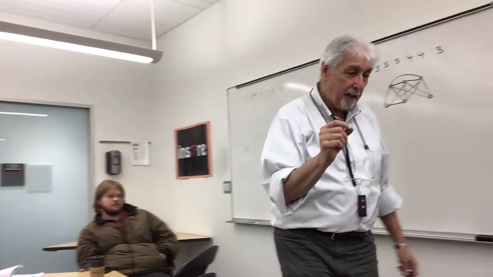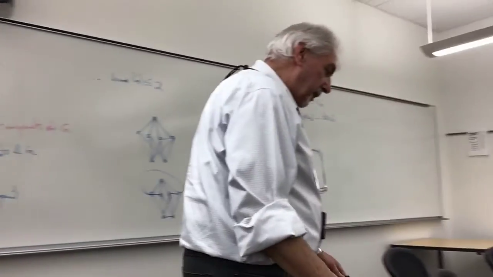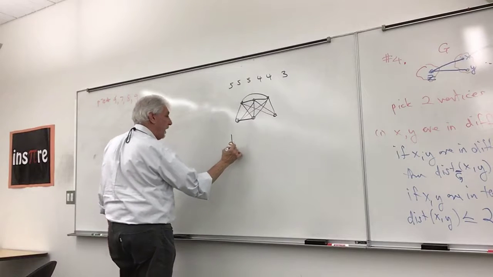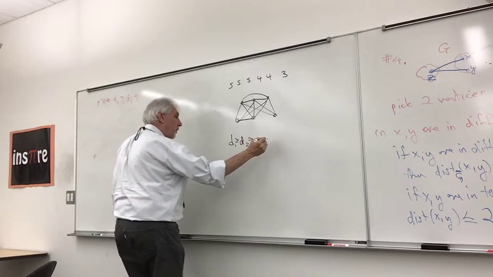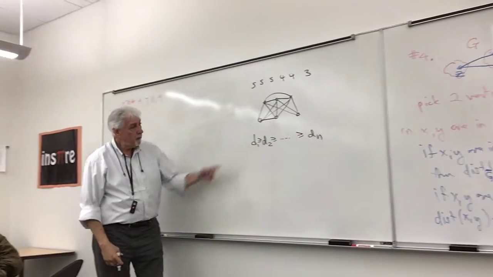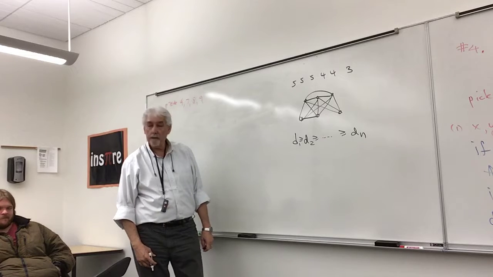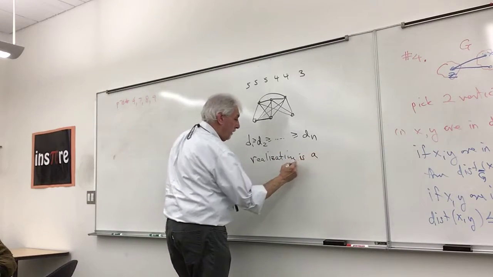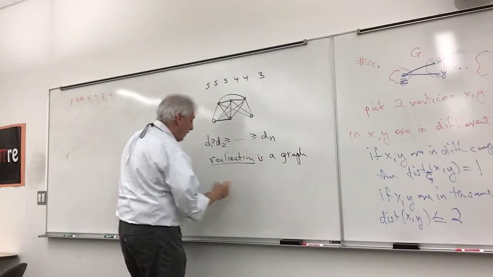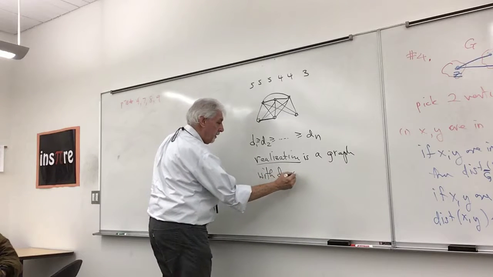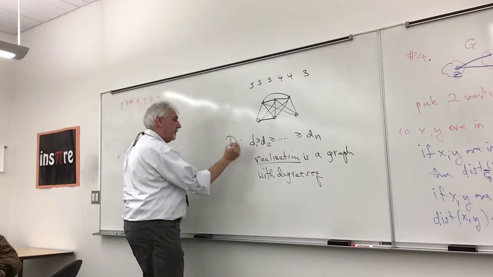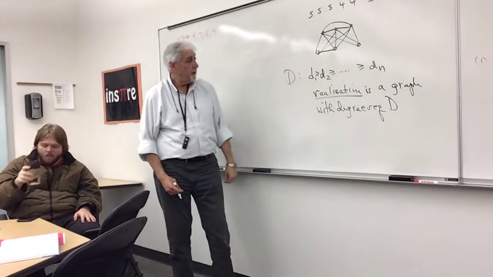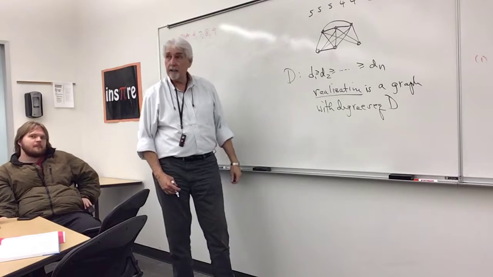There aren't too many sequences that are uniquely realizable. So just to put the definition down, if I have a degree sequence, and usually we order them, so I have a degree sequence with degrees D1 through Dn. We talk about a realization. A realization is a graph with degree sequence, and I'm just going to call this sequence D. Again, we usually order them from largest to smallest. So a realization is a graph with degree sequence exactly D.